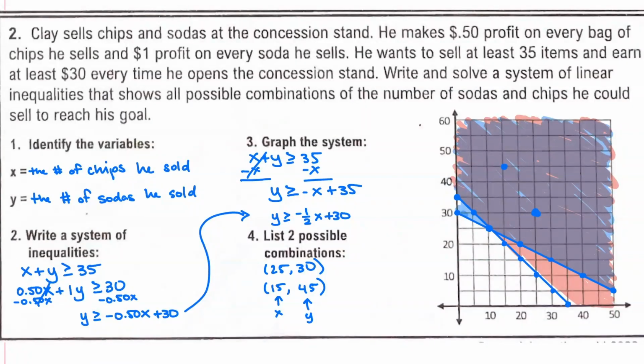So if he wants to sell at least 30 items, well, yeah, he can definitely sell 15 chips with 45 sodas, and he'll definitely make more than, what was his goal? $30? $30.